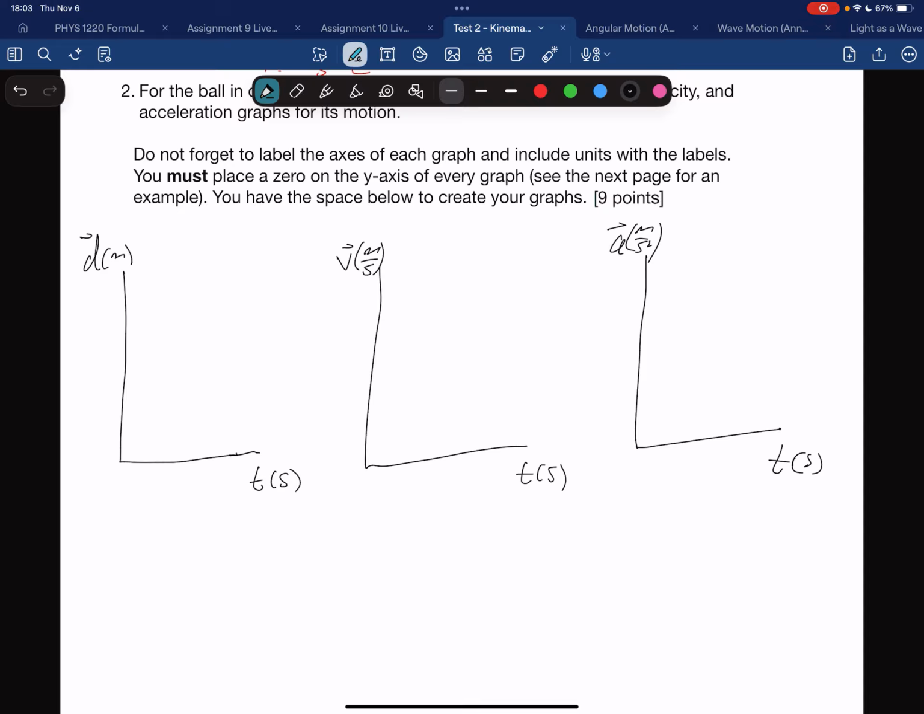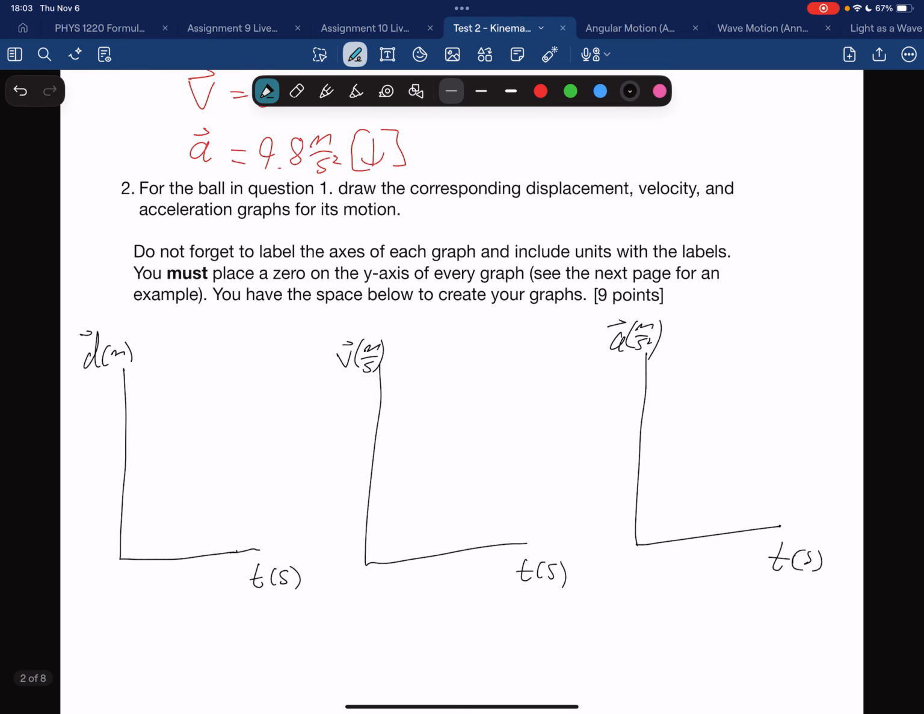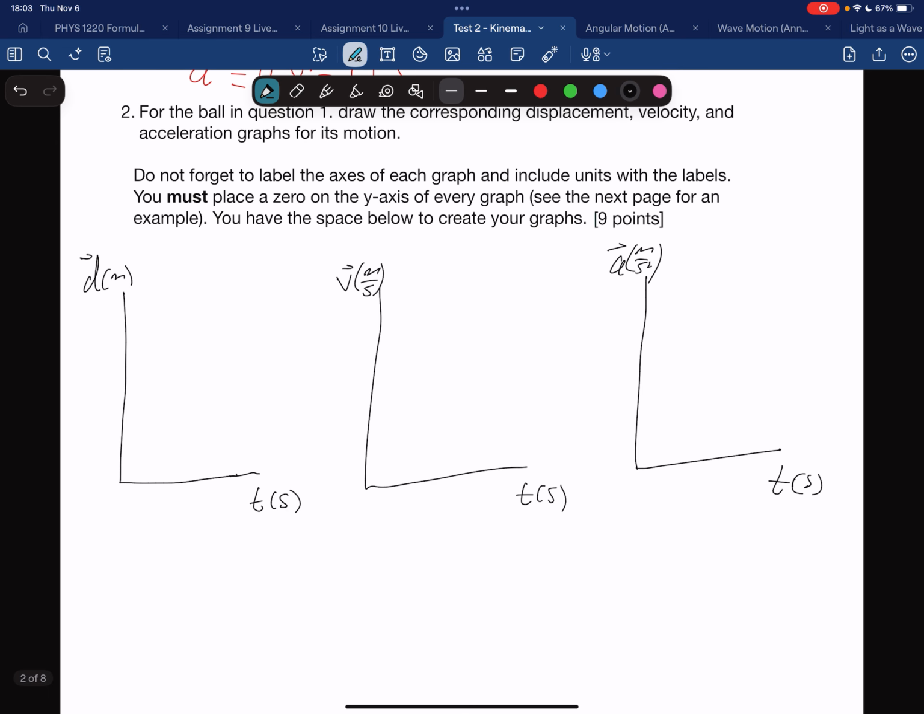I must place a 0 on the y-axis of every graph as well. You could see the next page as an example, but we won't do that in this video. We're going to hit that next page anyway. And I gave you plenty of space below to do your graphs. So for the position time graph, I'm going to say the beginning of the throw is 0 meters.